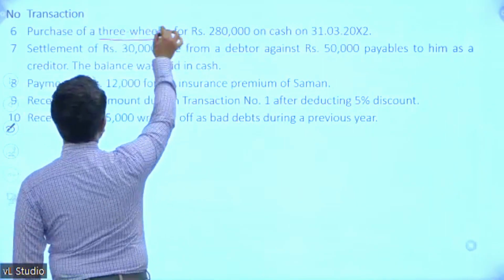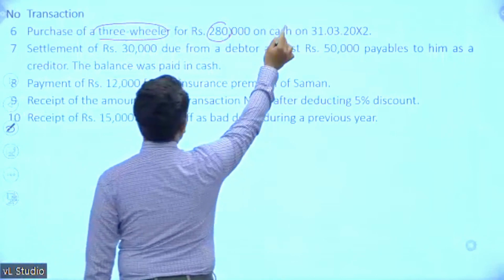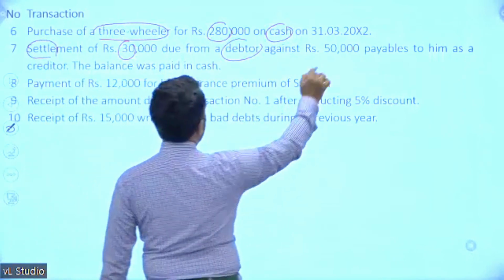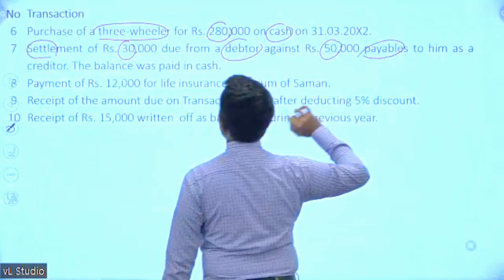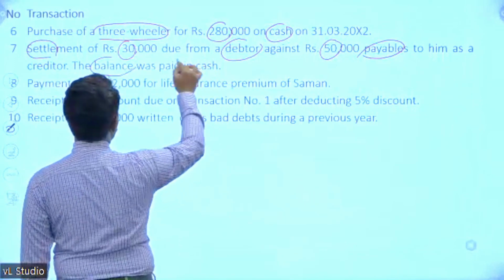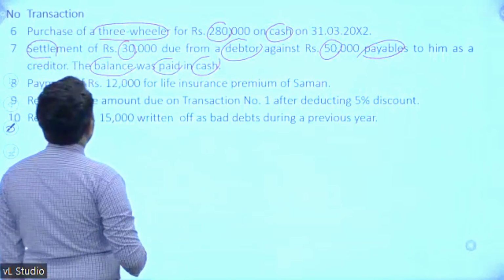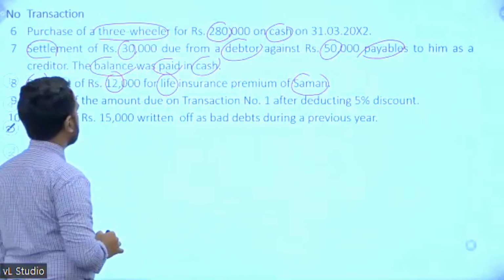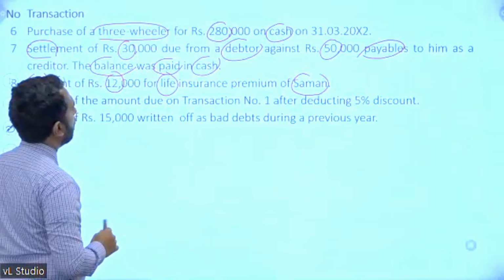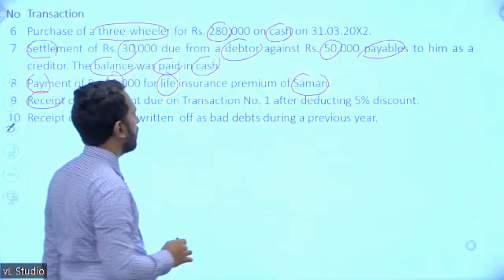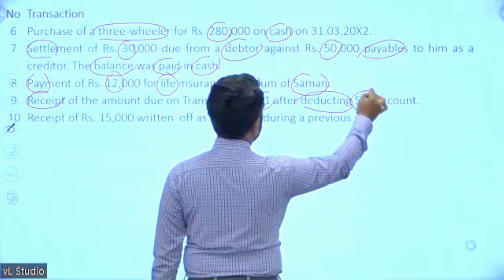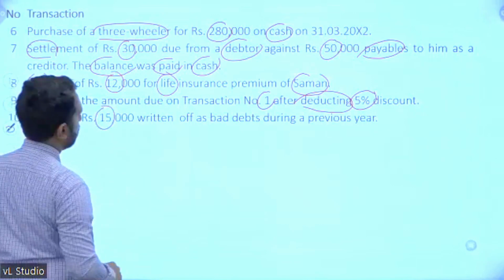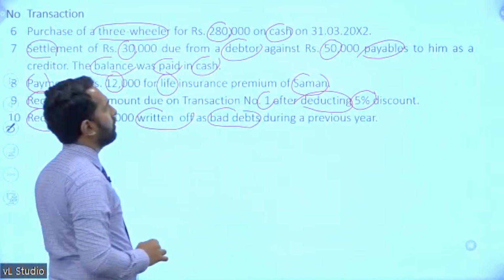Purchase of a three-wheeler for rupees 280,000 in cash. Settlement of rupees 30,000 from a debtor against rupees 50,000 payable to him as a creditor. The balance was paid in cash. Payment of rupees 12,000, the life insurance premium of Saman. Receipt of the amount due on transaction number 1 after deducting 5% discount. Receipt of rupees 15,000 written off as bad debts during the previous year.